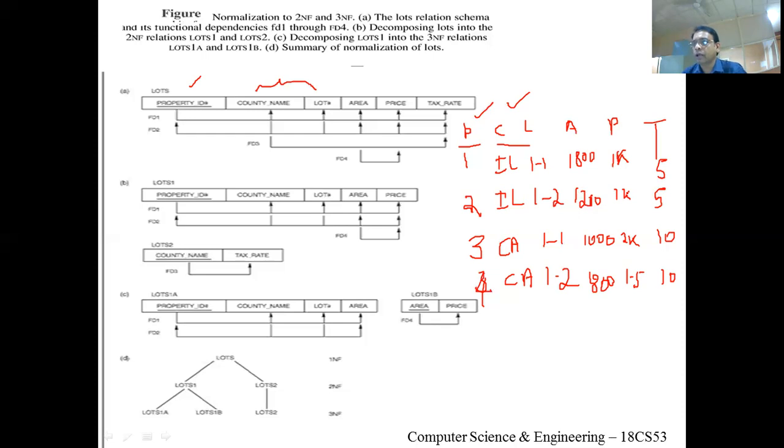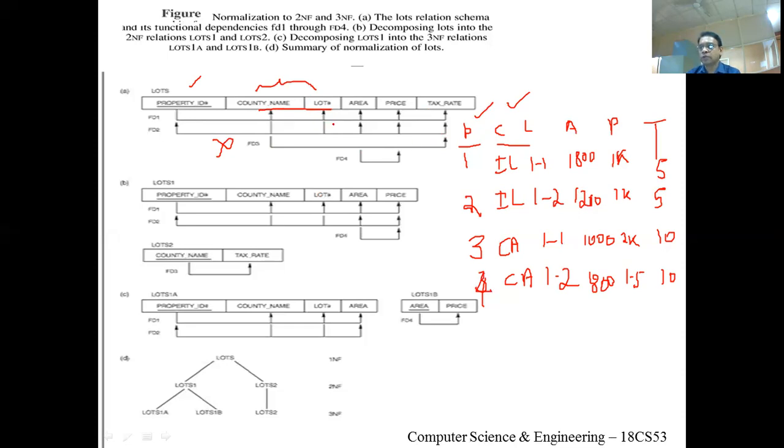Of course, we do have a partial dependency here. Can you tell me which is the partial dependency? County name, FD3, violates second normal form here. County name determines tax rate. So lot number is not at all required here, but it is a primary key, sorry, candidate key. Lot number is not required. So now I can say that tax rate is partially dependent on the candidate key.